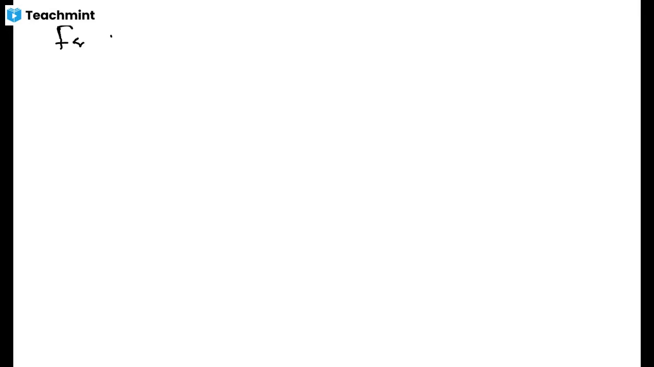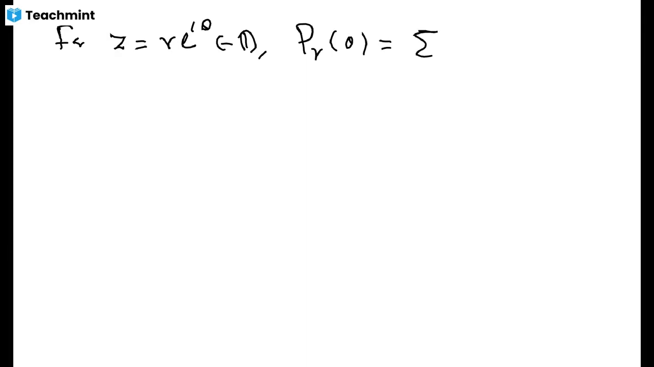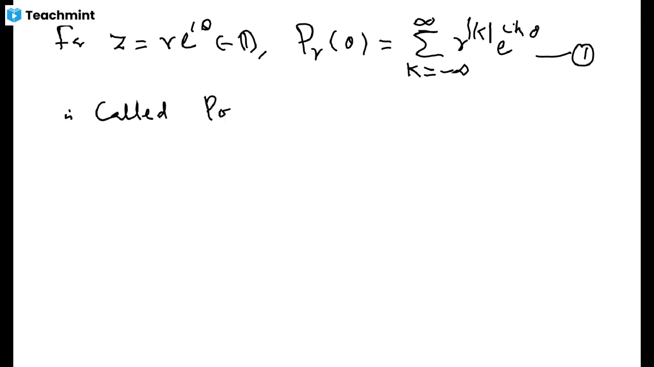For z a point in the unit disk, we define this number P_r(theta) to be defined by this infinite series, the sum of r to the power mod k, e to the i k theta. This function, which is a function of r and theta, is called the Poisson kernel.